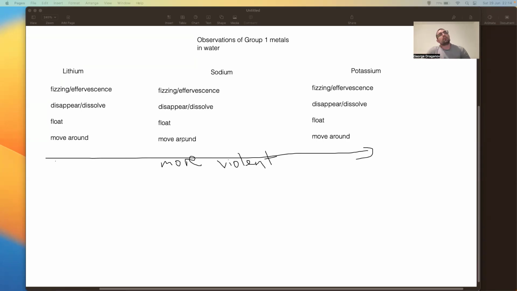Now, there will be additional observations for some of these. By the way, they actually all release heat. They're all exothermic, but that's not something you can normally see with your eyes. So for now, I'm going to leave these as the core ones. In terms of how easy it is to cut, lithium is actually the hardest one to cut. So it's the hardest to cut.